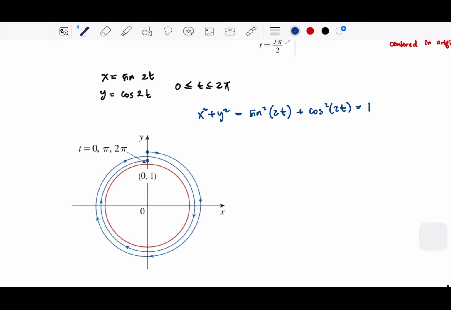So when t is 0, the starting point is from here, and then we move on, and we're going to see that it will reach this place 3 times. So that's circling twice.